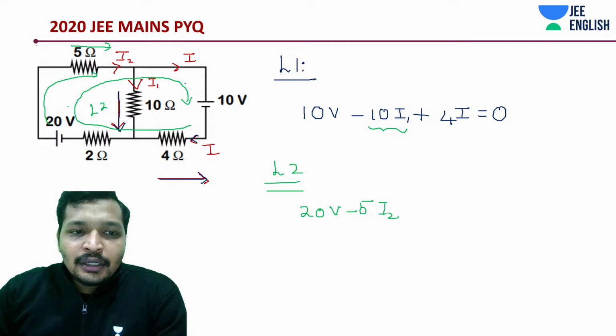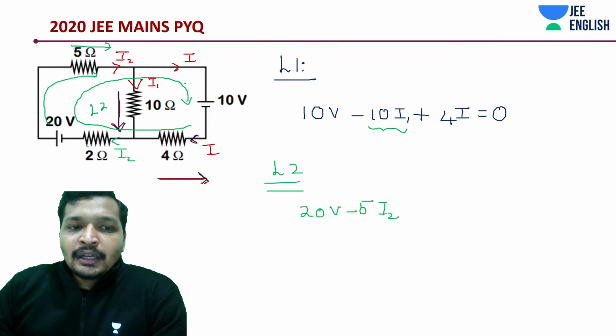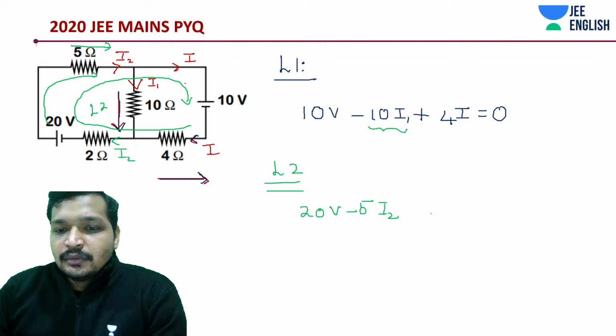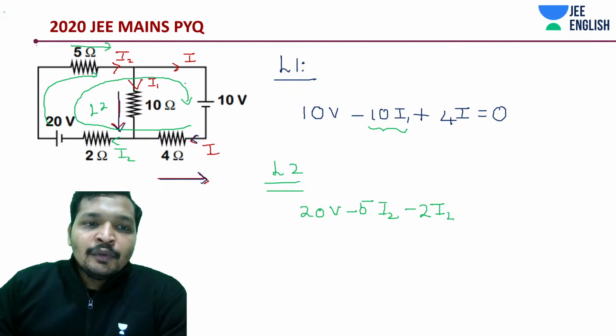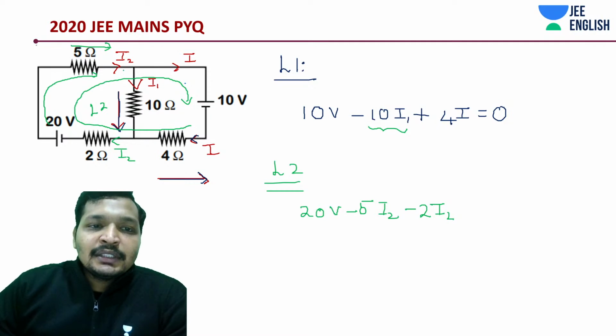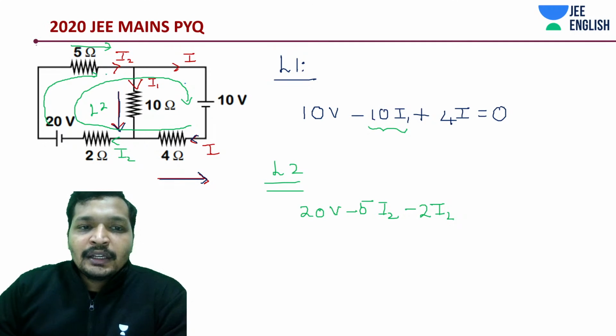And generally, this also will be in the direction, here I2 will be like this. So you can directly write this also, minus 2I2, and then move along the loop. I'm just explaining a few things so that you move quickly in the exam.